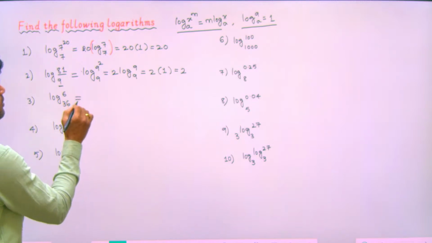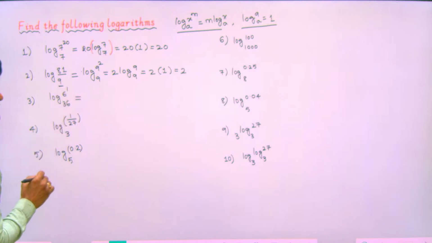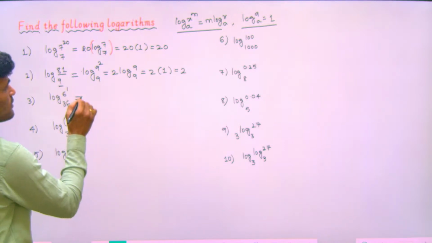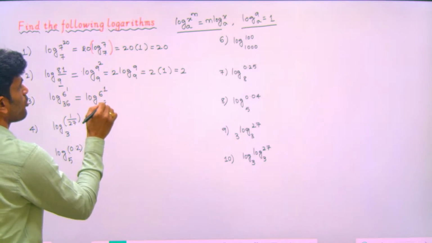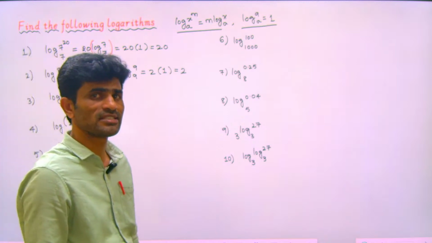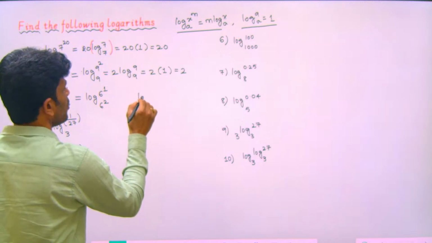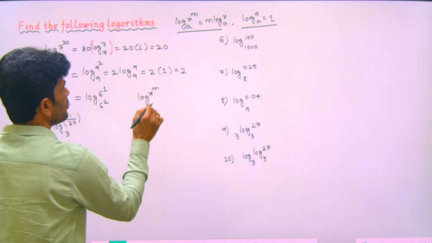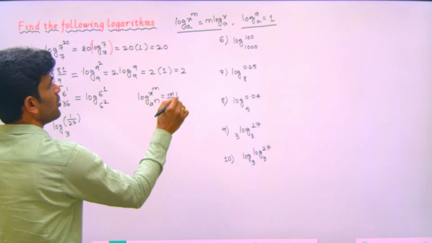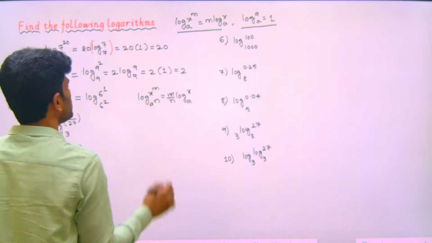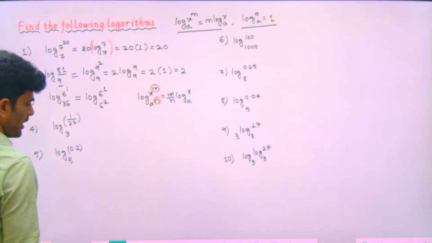Now the next one: this is 6 to the power of 1, but this is 36. How can we write 36 in terms of 6? We can write it as log 6 to the power of 1 to the base 6 to the power of 2. Why? Because 36 can be written as 6 to the power of 2. Now we learned one more formula, that is log x to the power of m to the base a to the power of n. When powers are there like this, we write m by n log x to the base a. This formula we use here. Both powers m and n are there, so we write m by n.